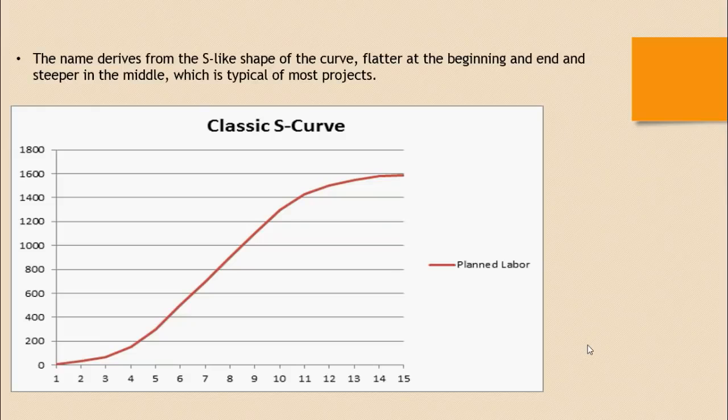Flatter at the end represents the project decelerating towards its end. Flat at the beginning represents that the project is starting and accelerating towards the steeper middle, that is, the project is ramping up towards the end of the project as per the plan.